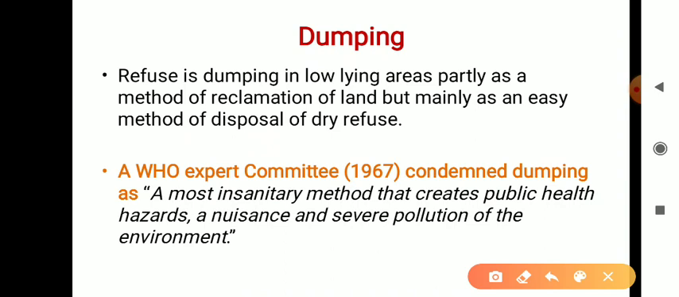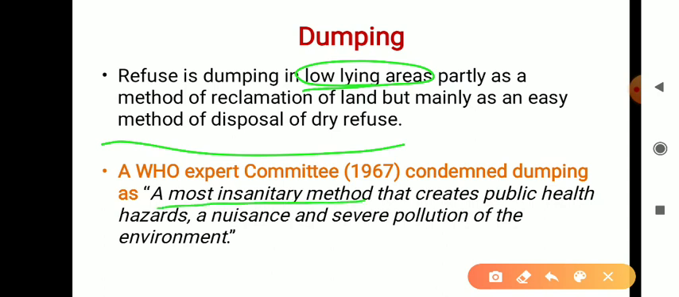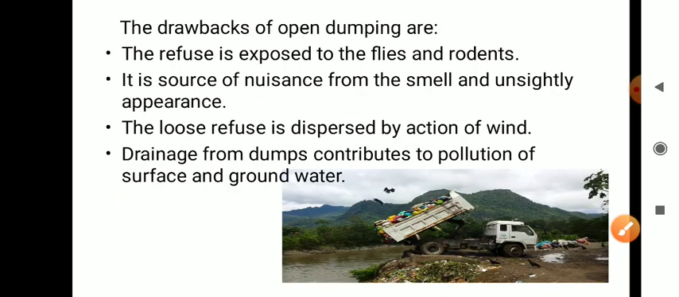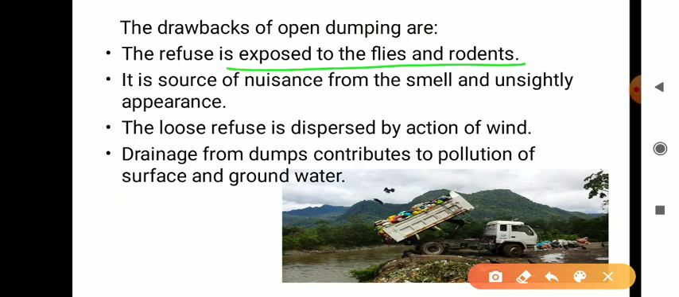We will discuss it. Dumping is only used in low lying areas and for the method of reclamation of land, but mainly it is an easy method of disposal. But the WHO expert committee says it is mostly an insanitary method and creates public health hazards, because the waste is thrown in the open area, so that is why it is a public health hazard. Some drawbacks of open dumping are: refuse is exposed to flies and rodents, meaning it attracts flies and rodents, and ultimately it will affect our health.